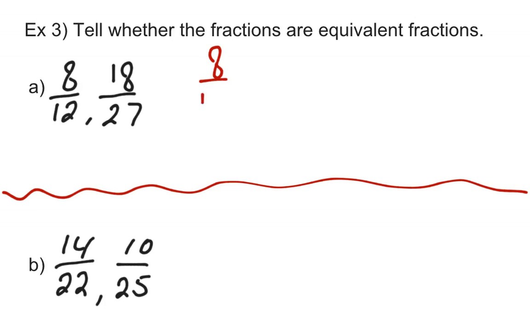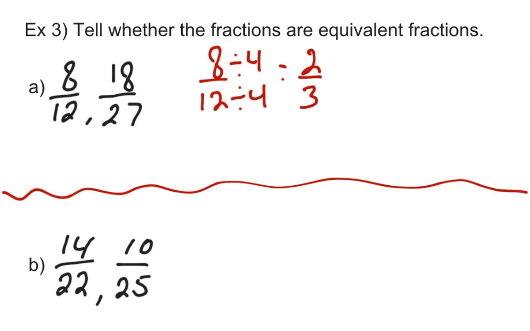So let's start with 8/12. If I'm going to reduce this, okay, I notice right away that 4 goes into both 8 and into 12. And if I do that, 8 divided by 4 is 2. 12 divided by 4 is 3. 2/3 is the simplest form that I can get.